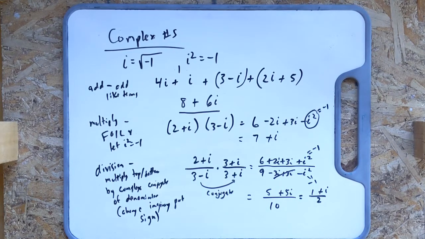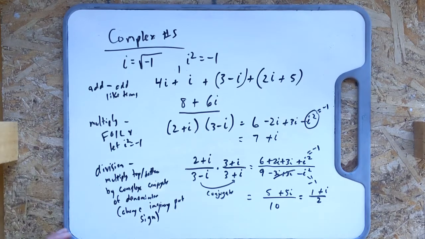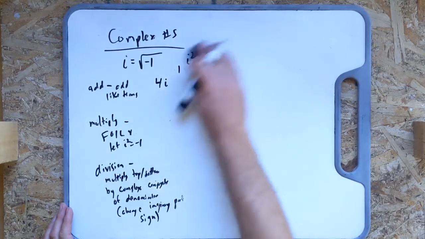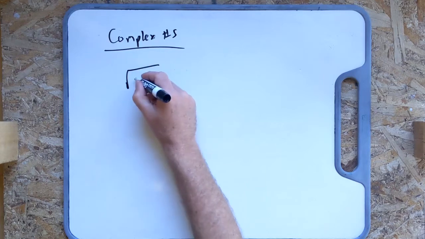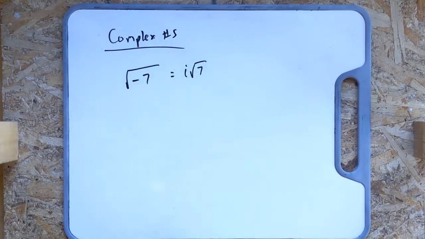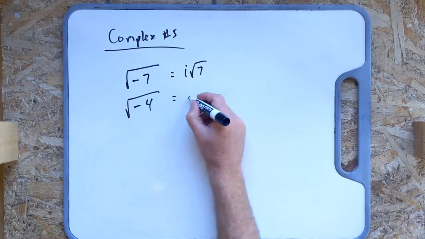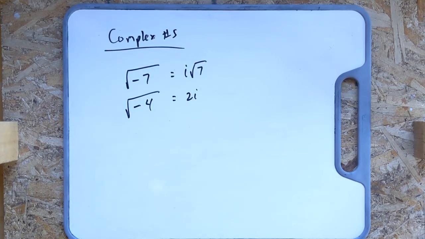Okay, that's division. The last thing for complex numbers, other than addition, subtraction, multiplication, and division, is just taking the square root of negative numbers. So if you have, for example, the radical of -7, that is simply i radical 7. Or if I have the radical of -4, that is simply i times 2, which is 2i, like so. Okay, so that's it for complex numbers.